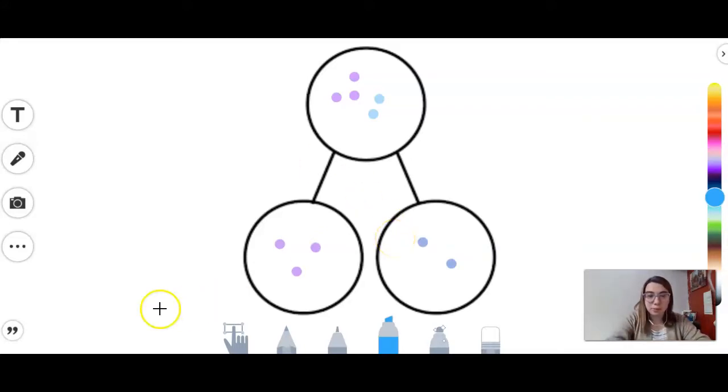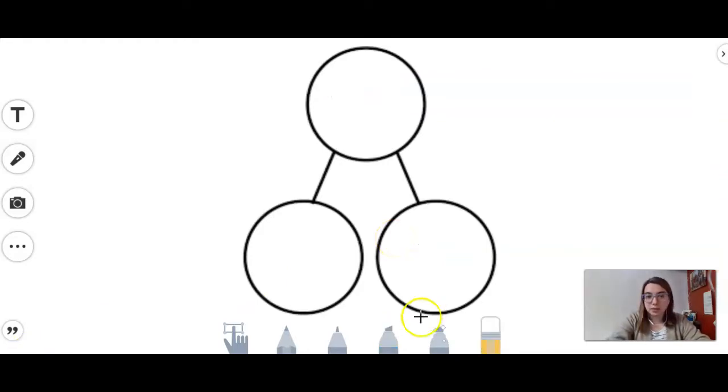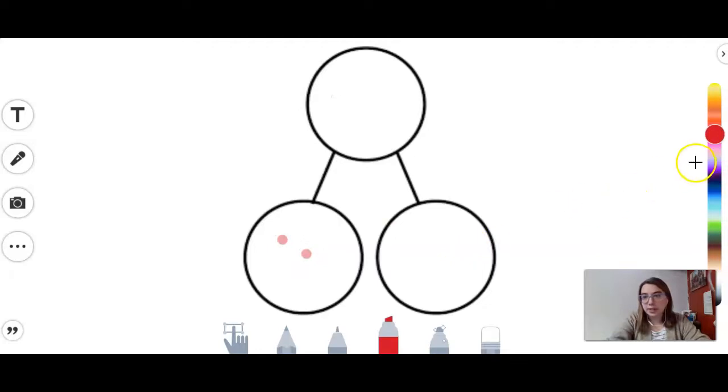Let's do another example with the number bond. In one part, we will do some red dots. 1, 2 red dots. And in the other part, let's do some orange dots. 1, 2 orange dots. And we want to see how many there are all together. So I'm going to take my red dots and move them into the whole. Doop, doop. And then I'm going to take my orange dots and move them into the whole. Doop, doop. So my 2 red are up here and my 2 orange are up here.